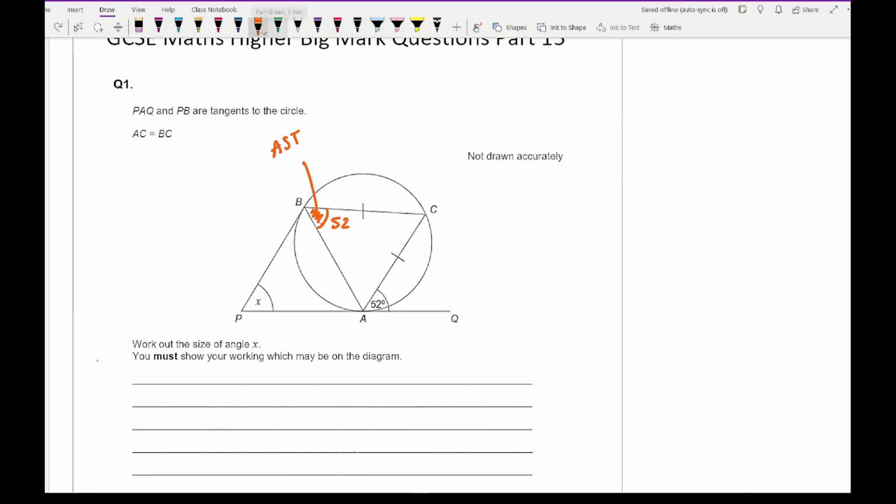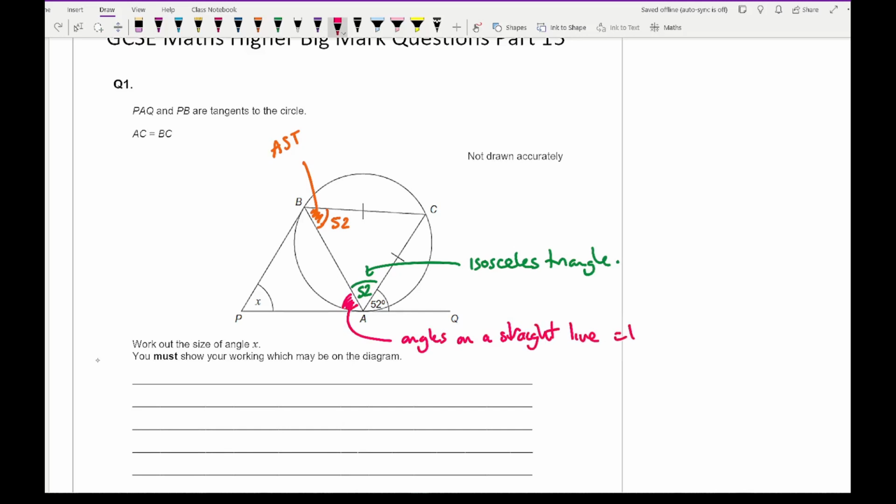Then from this, as we know that the triangle inside the circle is an isosceles triangle, that then means that this angle here will also be 52 degrees because it's an isosceles triangle. So we just write isosceles triangle. Then from this we can work out what this angle here is, because angles on a straight line equal 180. So that angle there is going to be 180 minus 52 minus 52, which is 104. So that angle there is going to be 76 degrees.